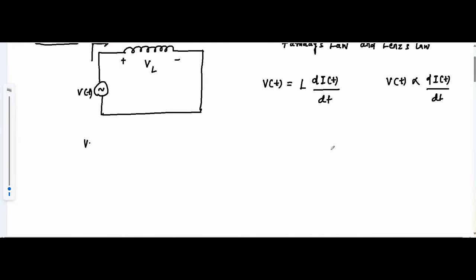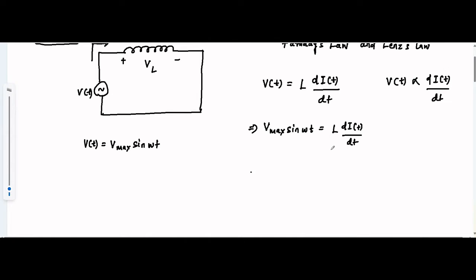Now v(t) can be expressed in the form of a sinusoidal expression, which is given as Vmax sin omega t. So we'll substitute the same here. That implies Vmax sin omega t is equal to L di(t) by dt. The current is time varying, the voltage is time varying, so we take the derivative of the current with respect to time.